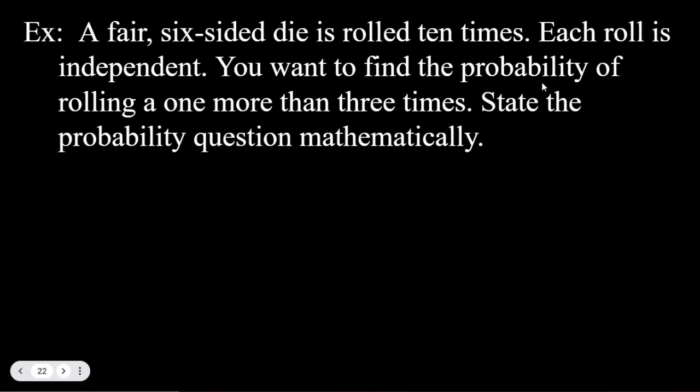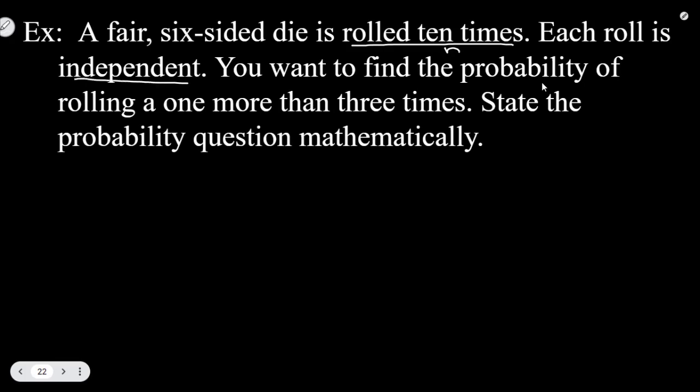Our next example, a fair 6-sided die is rolled 10 times. Each roll is independent. You want to find the probability of rolling a 1 more than 3 times. So we are going to roll the die 10 times, so n is 10. They are independent, so we can do a binomial experiment here. So let's define our success.